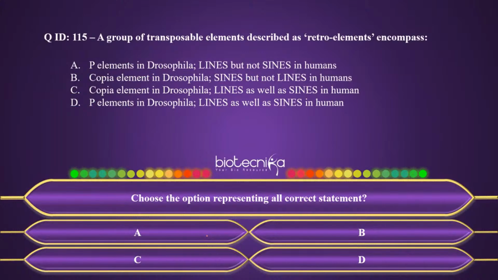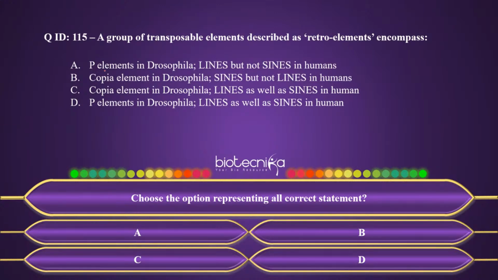Then coming to question ID 115. Here it says that a group of transposable elements is being described as retro elements. It basically encompasses... For this particular question, there is a whole table given in Watson, page number, I guess, 409, Table 12.2. In that particular table, it is given.